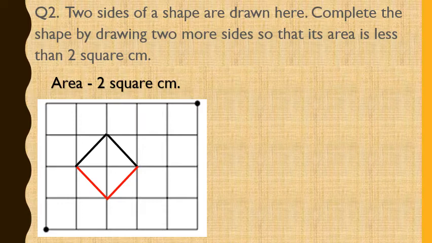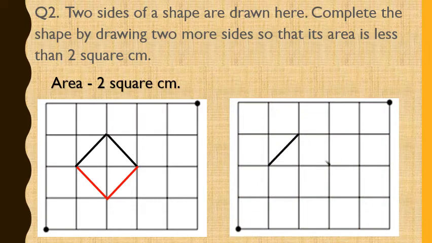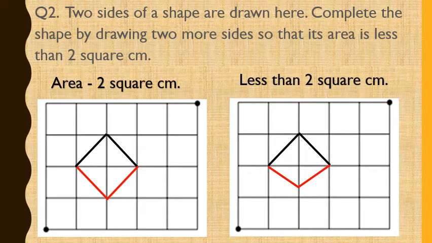But in this question, it is asked to complete the shape by drawing 2 more sides so that its area is less than 2 square centimeter. So the answer of this question is the second figure. Since when the red lines are drawn as shown in this second figure, the area of the shape will be less than 2 square centimeter.